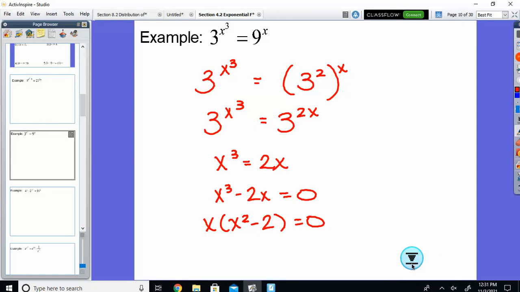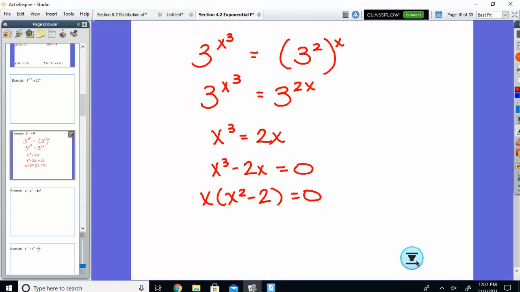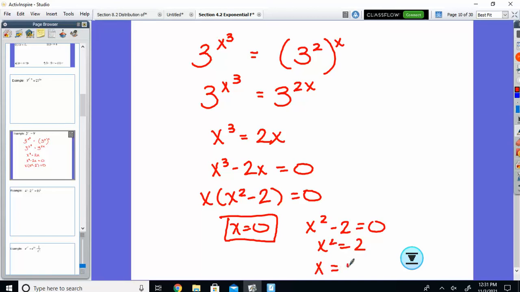So now you have two things multiplied that equal 0, so you can set each thing to 0. So x equals 0, or x squared minus 2 equals 0. Okay, so there's one answer. To get this one, you add your 2, square root, plus and minus. So we get 3 possible answers here. X could be 0, or positive or negative square root of 2.